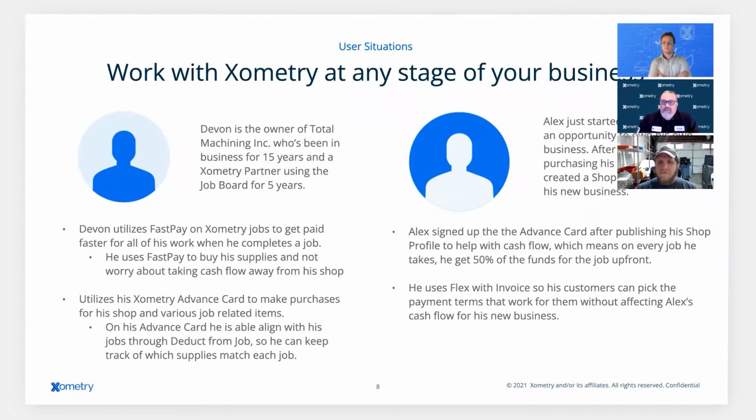And he's also using Xometry Flex, that's the net 30 terms, so that his customers can pick payment terms that work for them without having to make Alex the bank. If you are offering net terms to your customers and you're not using Xometry Flex, you are the bank. But you're a machine shop. You're not a bank. You shouldn't be in the banking business. Let us take care of that. That's where we can come to your aid.